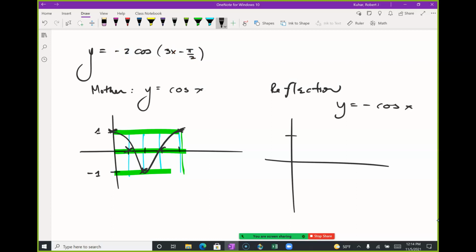So what happens with this is I'm just taking all my positive y's and making them negatives. So I just kind of get an upside down of this cosine curve.